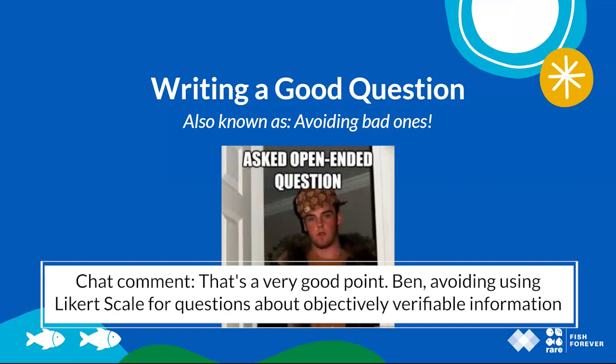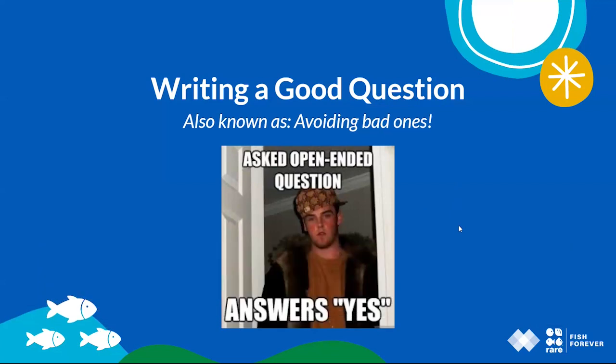Avoiding using Likert scales for questions about objectively verifiable information. Yeah. A lot of this is just about figuring out the right question in the right situation. Does my question point me towards a multiple choice? Does it point me towards select many? Does it point me towards ranking or a Likert scale? So understanding how those questions are used is really important.